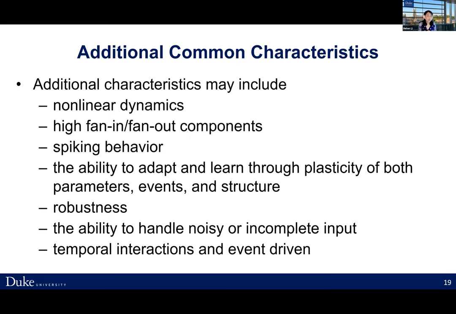There are also some additional common characteristics. For example, nonlinear dynamics is essentially important. It helps to enrich the functionalities at a system level. High fan-in and fan-out components will be necessary when we are talking about large-scale development. Okay, spiking behavior. There has been a lot of study and discussion about spiking neural networks and spiking encoding schemes. Spiking itself has been taken as the most efficient data representation method. How to process spiking data, however, remains an interesting and hot research topic.